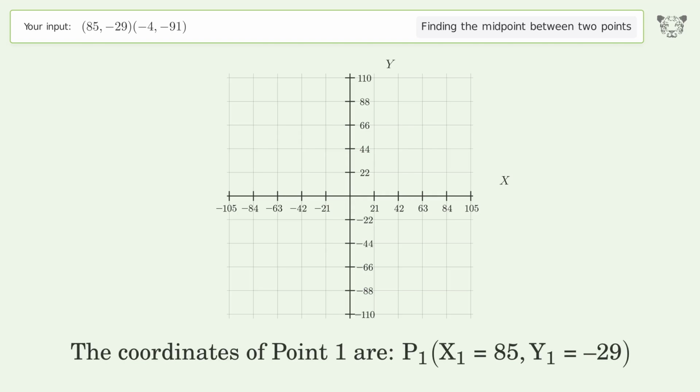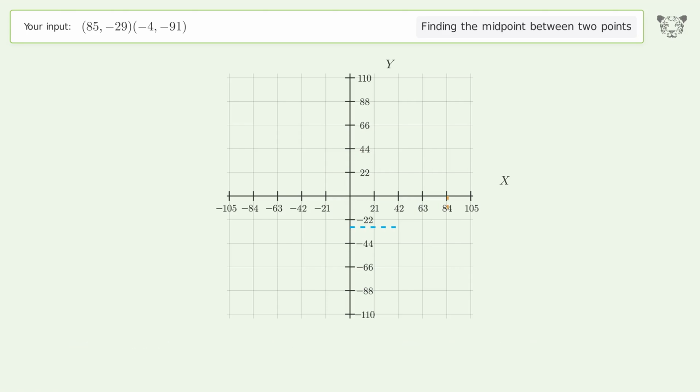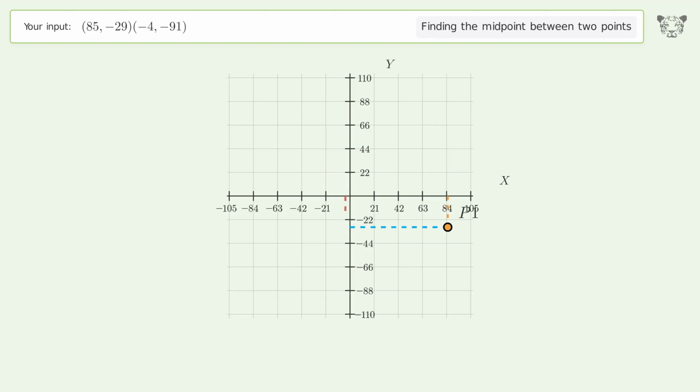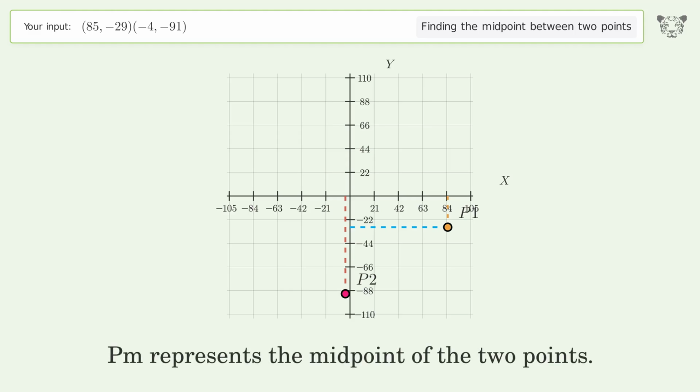The coordinates of point 1 are x1 equals 85, y1 equals -29. The coordinates of point 2 are x2 equals -4, y2 equals -91. PM represents the midpoint of the 2 points.